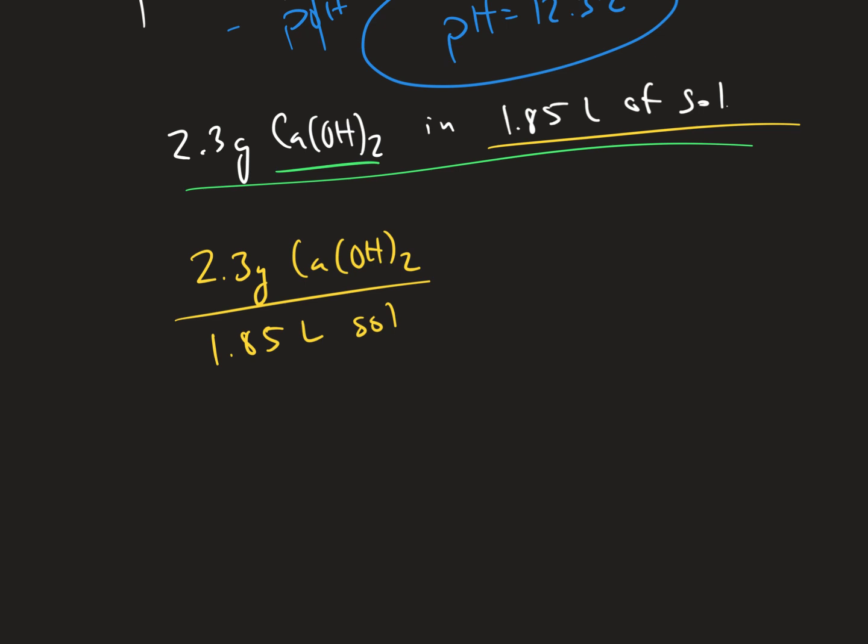Now what do we do? Convert grams to moles, right? Got to have moles per liter. And the molar mass, we did this before, is 74.1 grams of calcium hydroxide to 1 mole of calcium hydroxide.